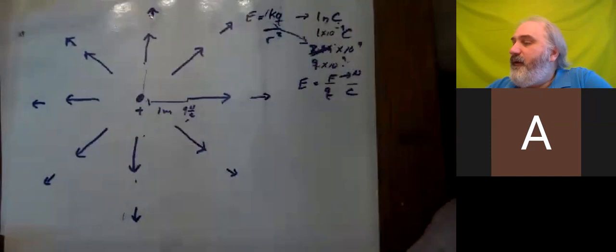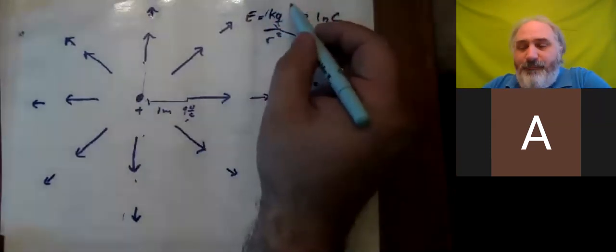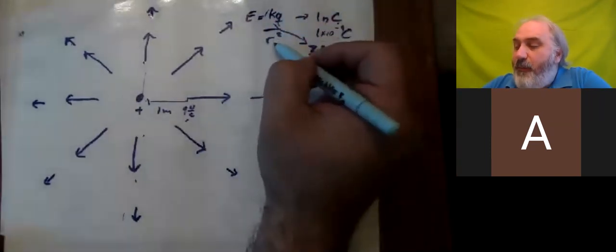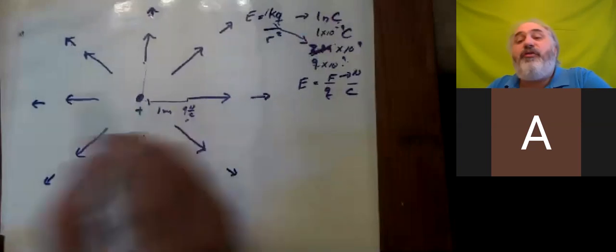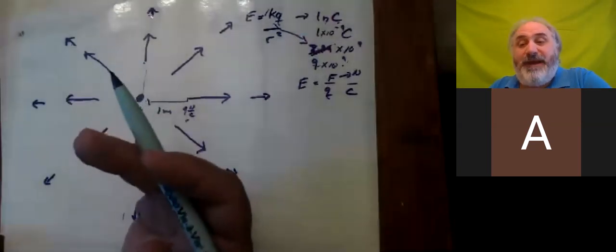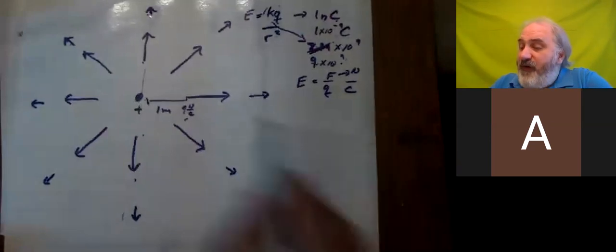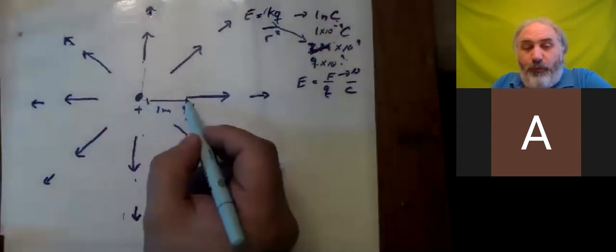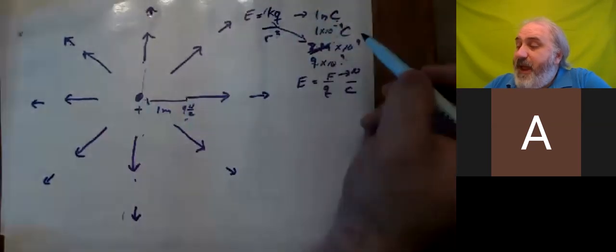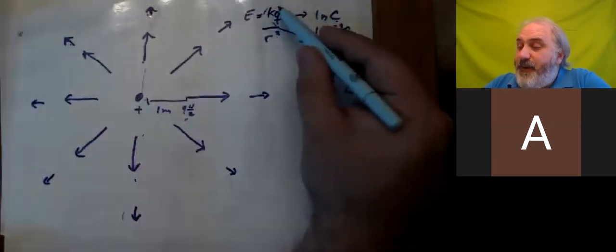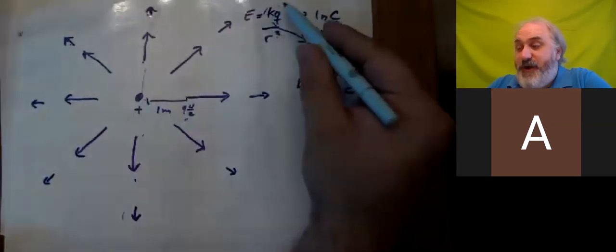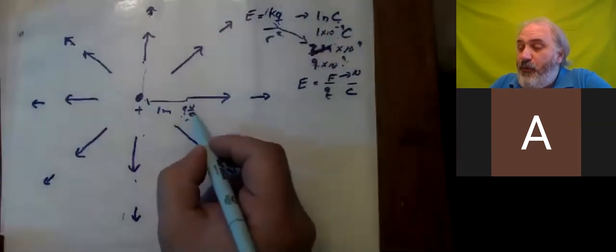So I have 9 up top no matter what, and R is the distance from where the charge is to wherever it is that I'm looking. And I can look at different locations and find the electric field. If I look 1 meter to the right, then I'm going to have 9 divided by 1 squared, so 9 newtons per coulomb.